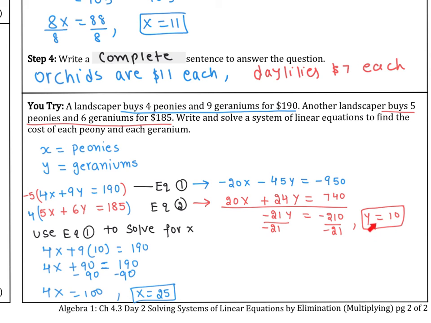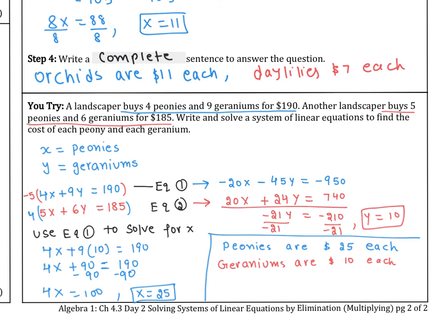And then you're going to use y equals 10 in the original equations. So I'm using equation number 1 and plugging in y as 10 to get the x value. 4x plus 90 equals 190. Subtract 90 on both sides, you get 4x equals 100, where x is going to be 25. Then we are going to write the answer in complete sentences. So peonies are $25 each and gardenias are $10 each.